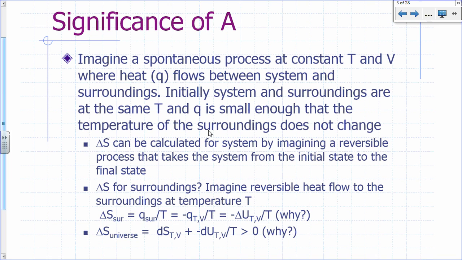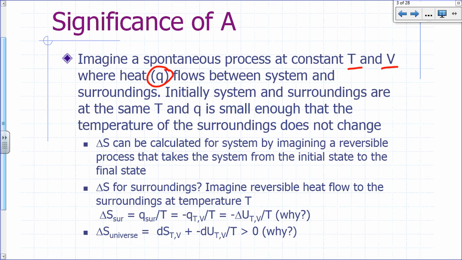Now, what's the significance of A? Why did we have to invent more thermodynamic functions? Well, imagine you have a spontaneous process at constant temperature and volume, where an amount of heat Q flows between the system and surroundings. Okay, so let's imagine you have a system, constant volume, constant temperature, and a spontaneous, irreversible process happens.